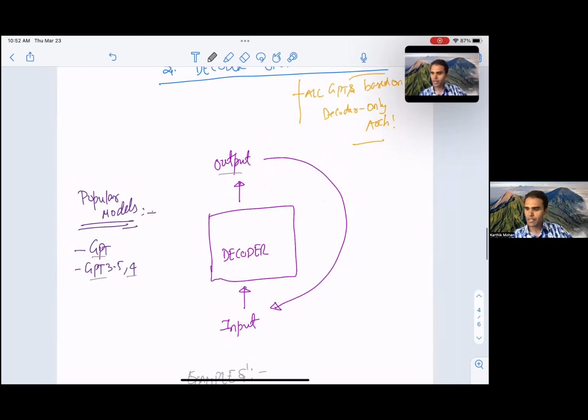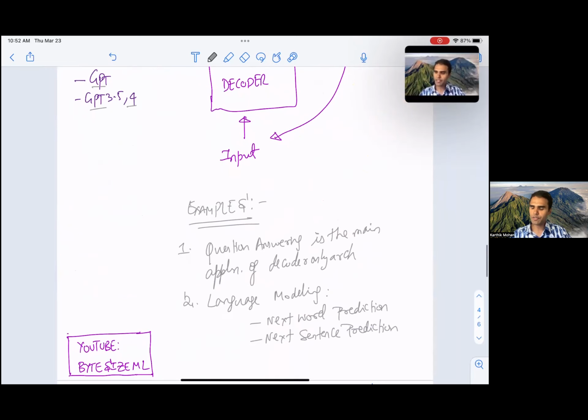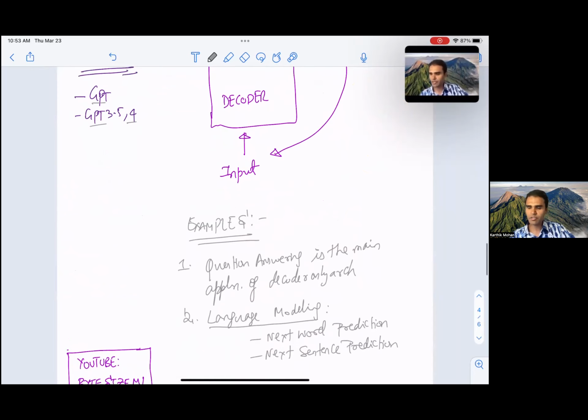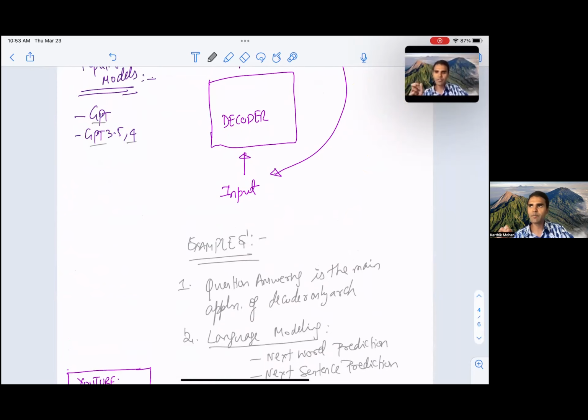So that's the decoder-only architecture. The main application of this architecture is question answering. For instance, this is the case with ChatGPT or GPT-4 or GPT 3.5. Obviously, the main task that this architecture is trained on is language modeling: next word prediction, next sentence prediction, and so on. Understanding language really well and being able to generate and fill in missing pieces or the next sentence is something that the decoder-only architecture is really good at doing.